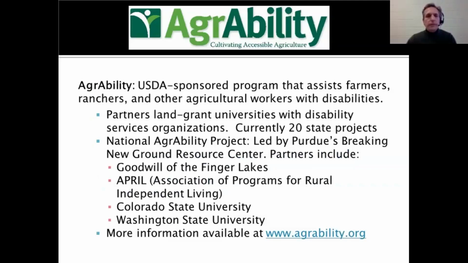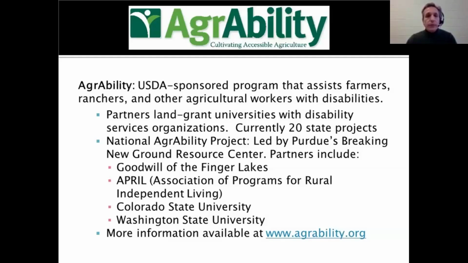For those that might not be familiar with AgrAbility, we are a program sponsored by the U.S. Department of Agriculture, and we focus on issues of disability in agriculture. Every AgrAbility project is a partnership between a land-grant university and at least one nonprofit disability services organization. There's one national AgrAbility project and currently 20 funded state projects.